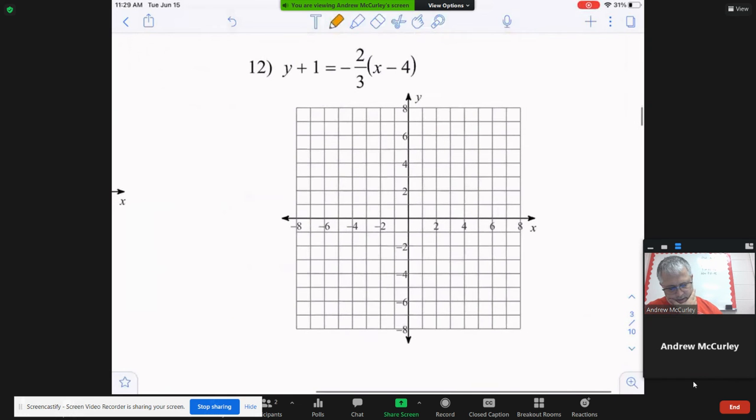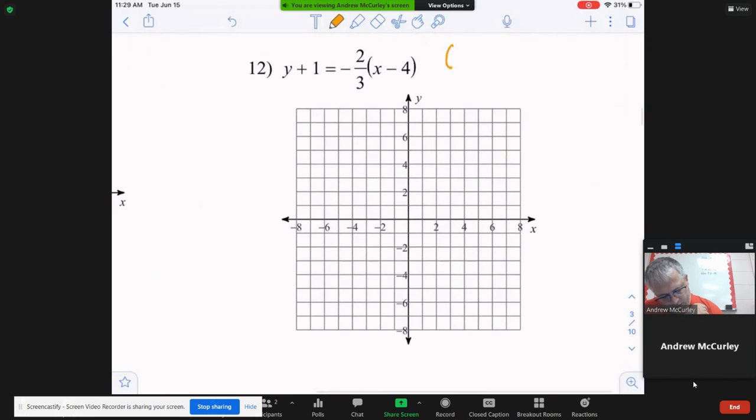All right, so again, I'm going to pick the point that I want. It looks like 4, -1. Kind of the opposite of this, kind of the opposite of that. All right, there we go. 4, -1. Now I've got a slope of -2/3. So change in y is 2 over 1, 2, 3. Here we go. 1, 2, 1, 2, 3.